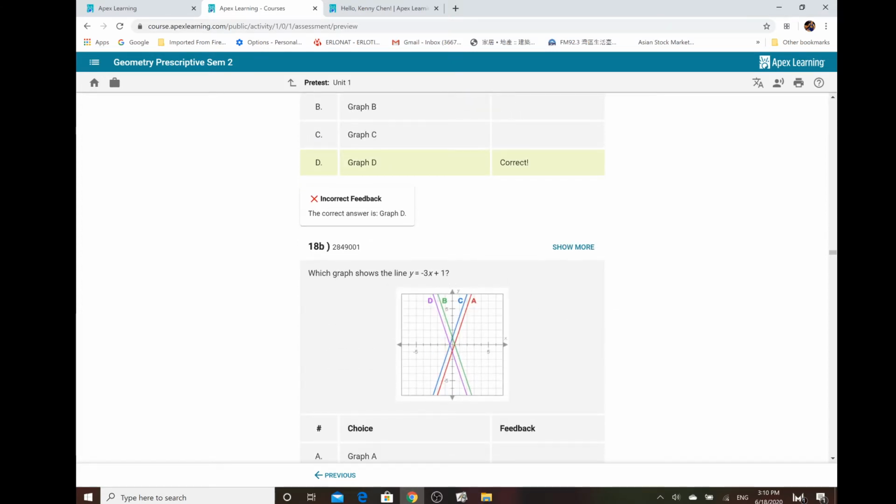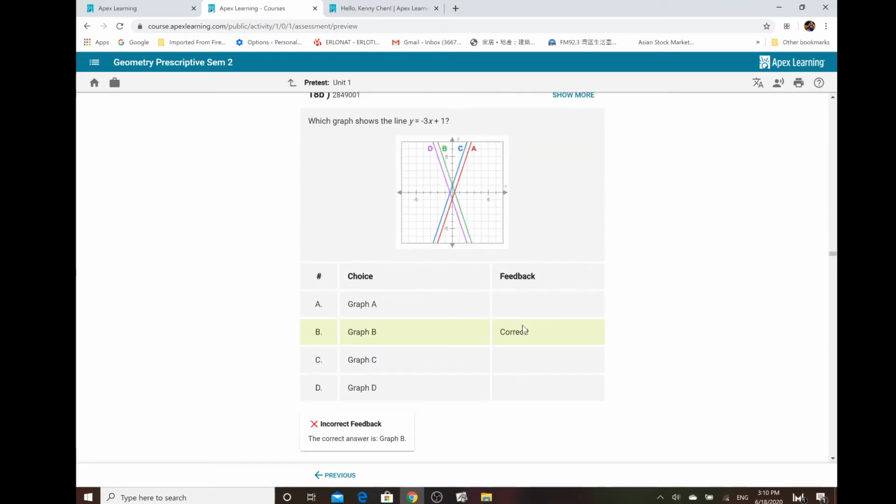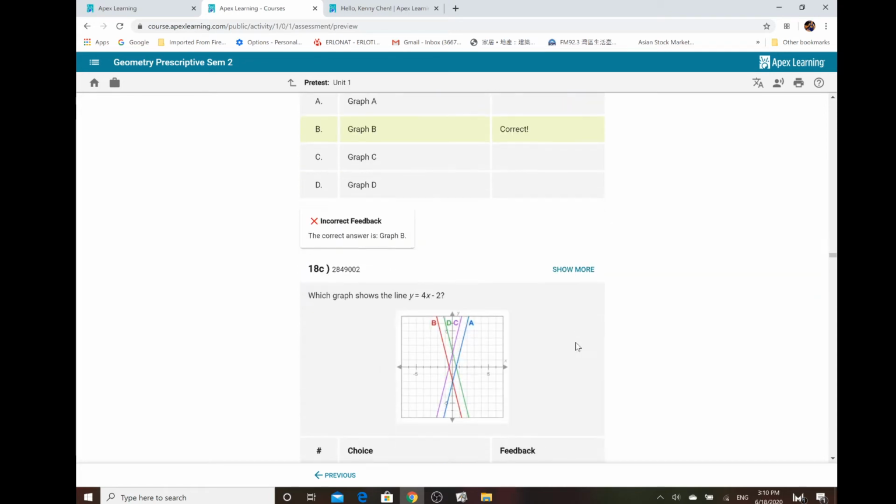And here's another one, y equals -3x plus 1. Start with the y-intercept. Let's locate the y-intercept. It's either the green line or the blue line. The slope is -3, so it's going down, -3 units down. So it's going to be the green line right here, which is B.